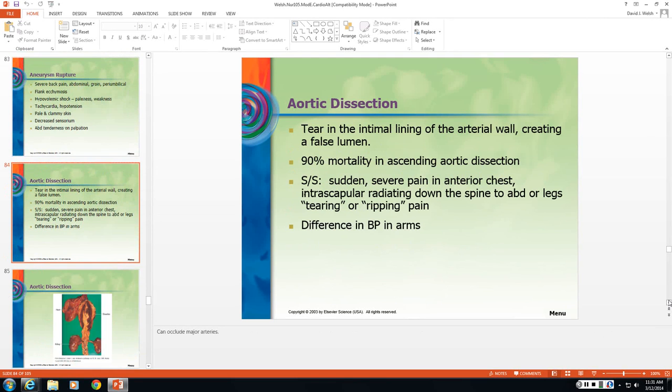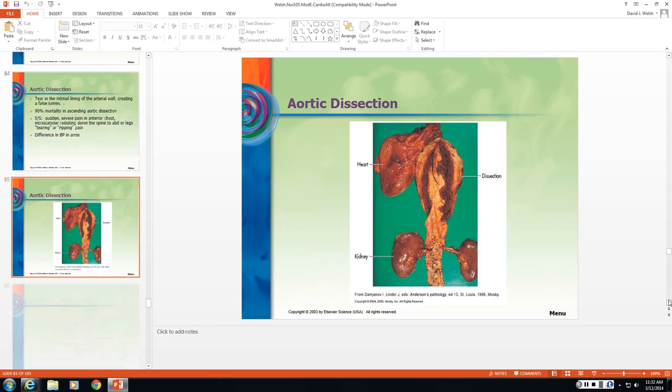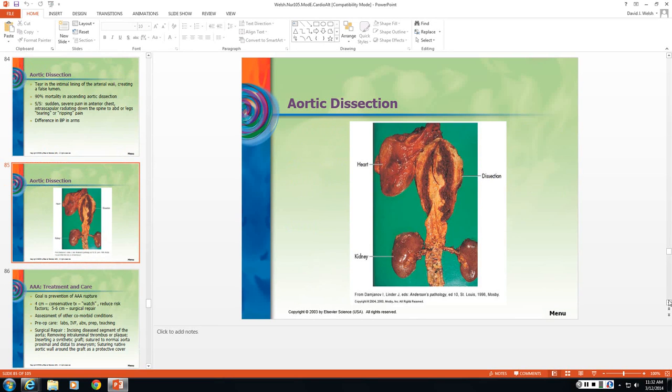An aortic dissection basically is a tear in the intimal lining of the arterial wall, creating a false lumen. About 90% mortality rate in ascending aortic dissection. So signs and symptoms are going to be sudden severe pain in the anterior chest, interscapular pain radiating down through the spine to the abdomen or legs. Can be described as a tearing or a ripping pain. You're going to have a difference in blood pressure between the arms. So this can include the major arteries. And here's just a picture of an aortic dissection.